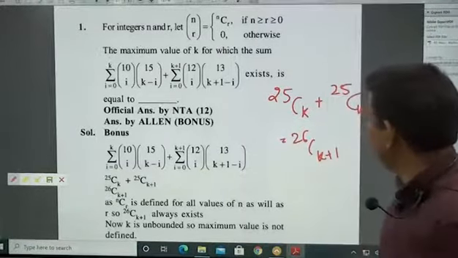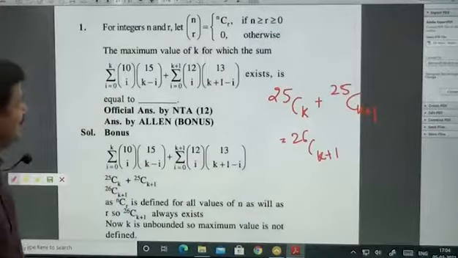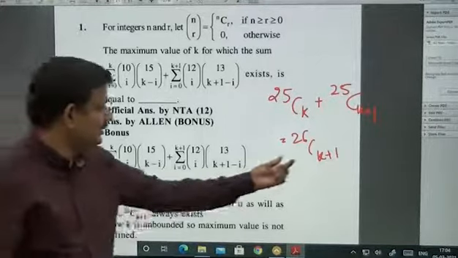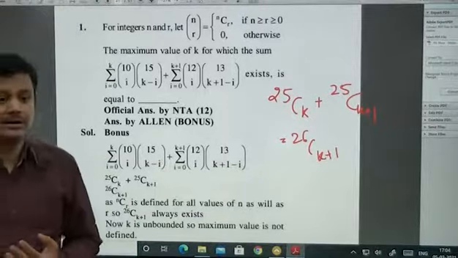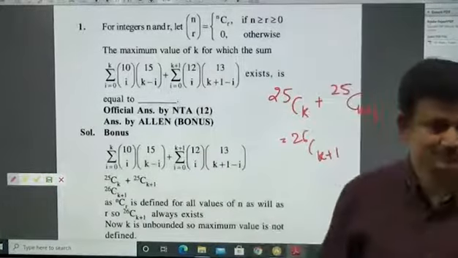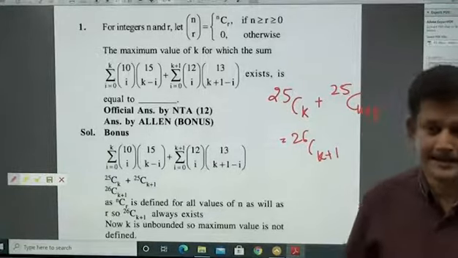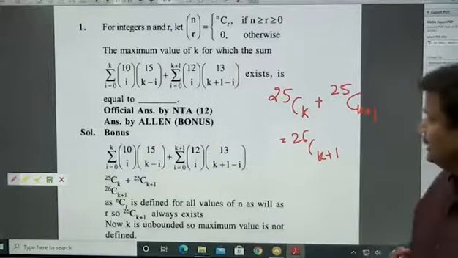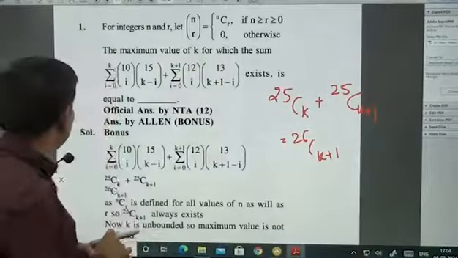Now let us see what he is asking. The maximum value of k for which the sum exists. Had it been C, I would have said k should be at the most 25. Beyond 25 this will not exist. But here the question is not C, it is something else. So let us see if that something else is having any impact or not.